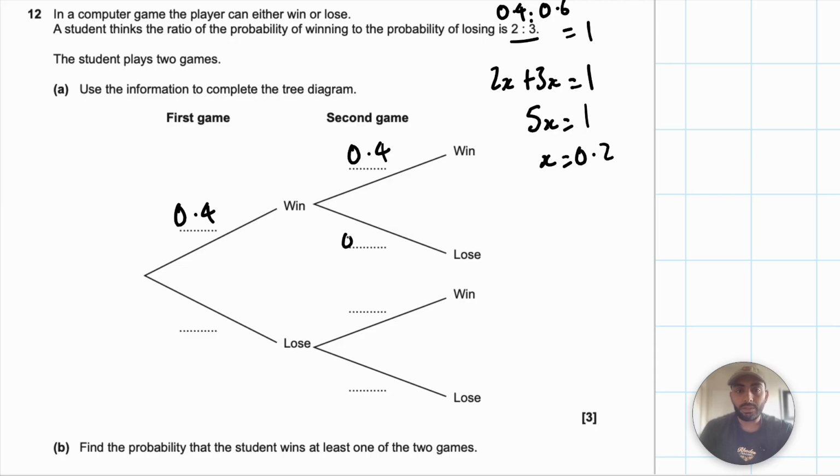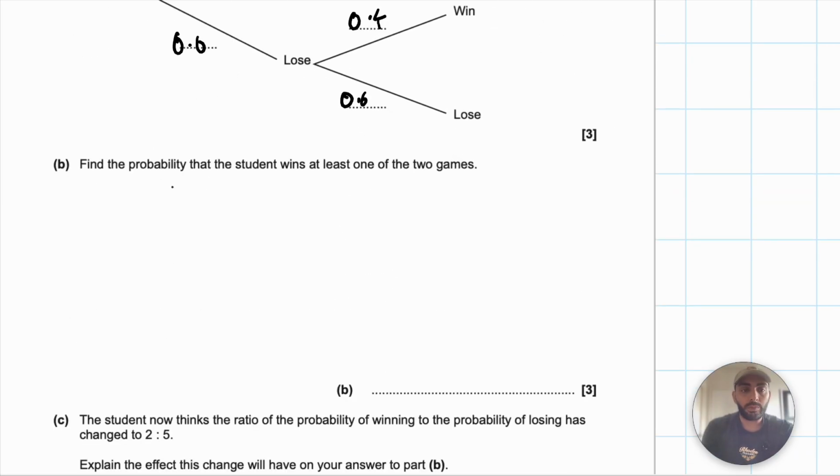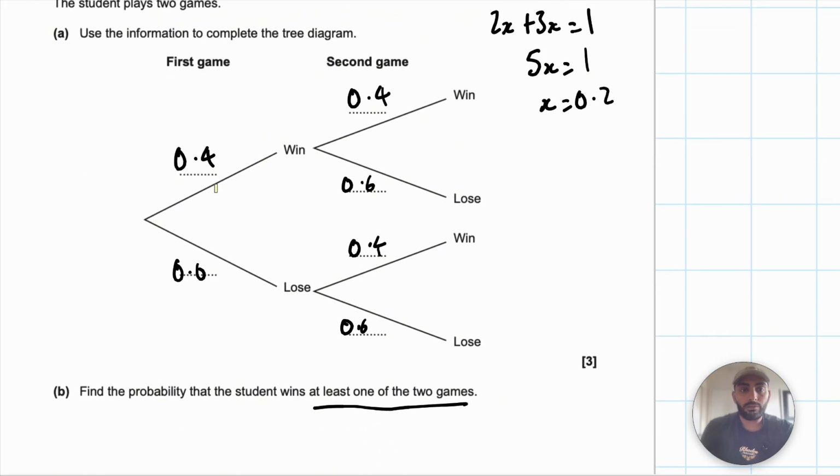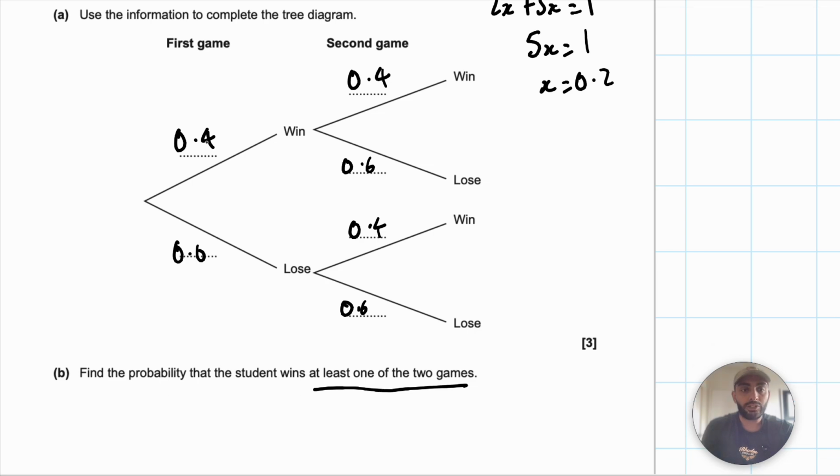For losing, that would be 0.6, and that's a win, so 0.4. Part B, find the probability that the student wins at least one of the 2 games. Because we're looking for winning at least one, that could be win and lose, or win and win, or it could be lose and win. Instead of finding all of these, what we can do instead is find the probability of lose, and then just take it away from 1.